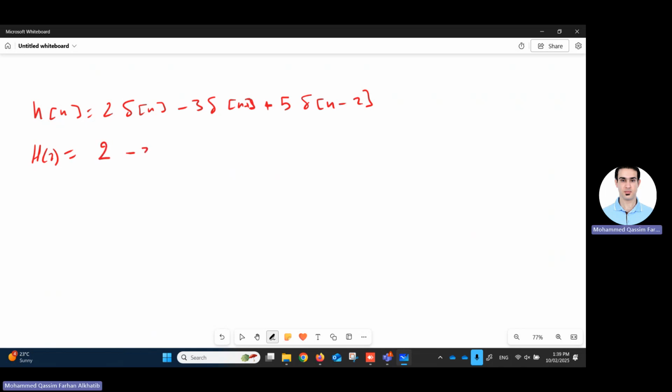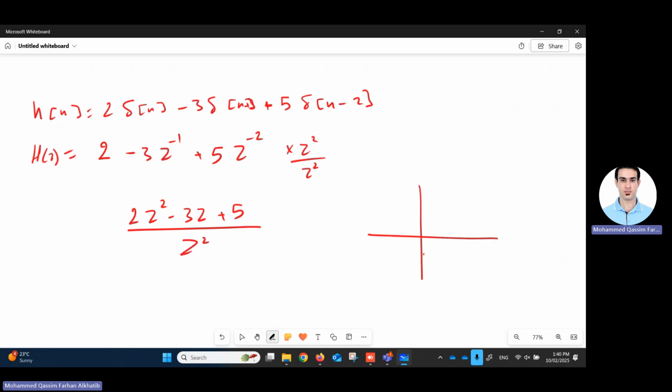2 minus 3z negative 1 plus 5z negative 2. That's the transform. All right. So how to find the zeros and poles for this function? Multiply by z square over z square. So you have 2z square minus 3z plus 5 over z square. How many poles? As a unit circle, 2 poles at the center.